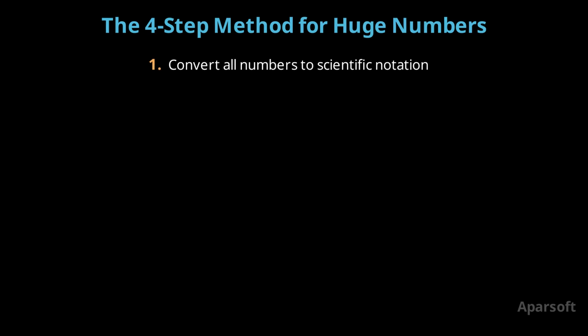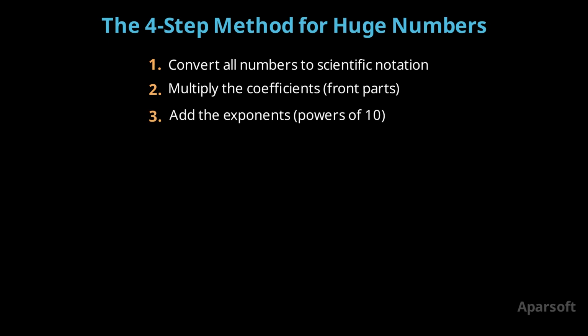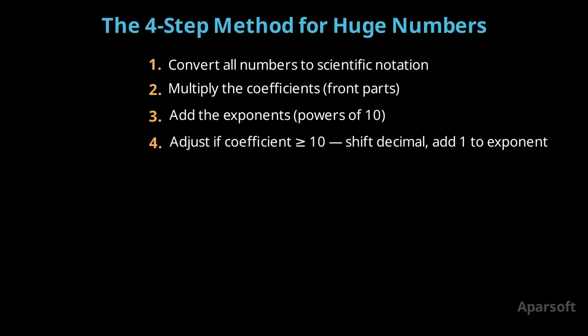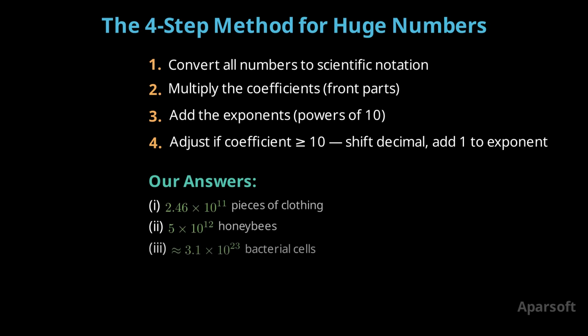Here is our reusable method for multiplying huge numbers. First, convert everything to scientific notation. Second, multiply the coefficients, the front parts. Third, add the exponents, the powers of 10. And fourth, the step everyone forgets, check if your coefficient is still between 1 and 10. If it is 10 or bigger, shift the decimal left and add 1 to the exponent. That adjustment step showed up in parts 1 and 3 today. And here are all 4 answers.